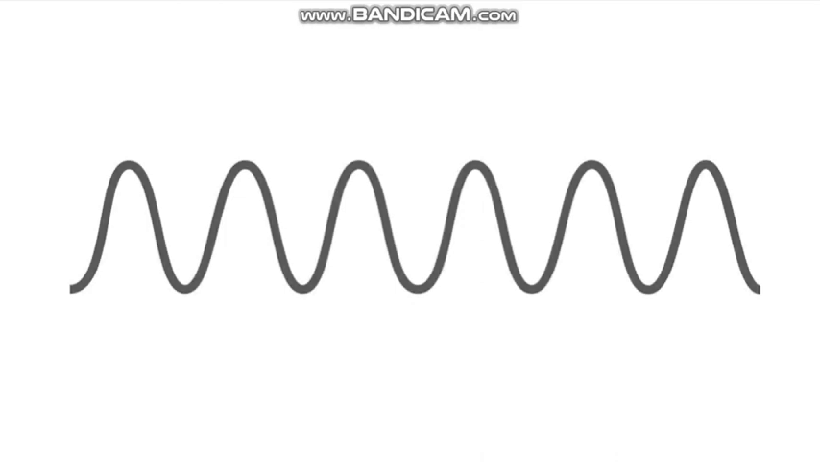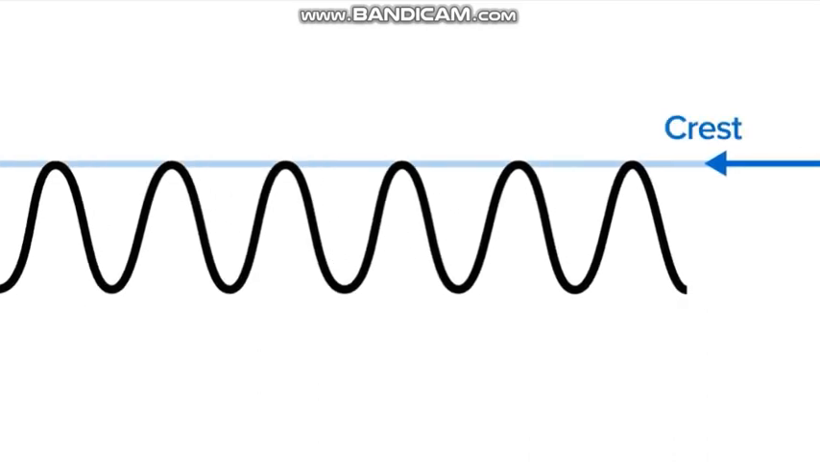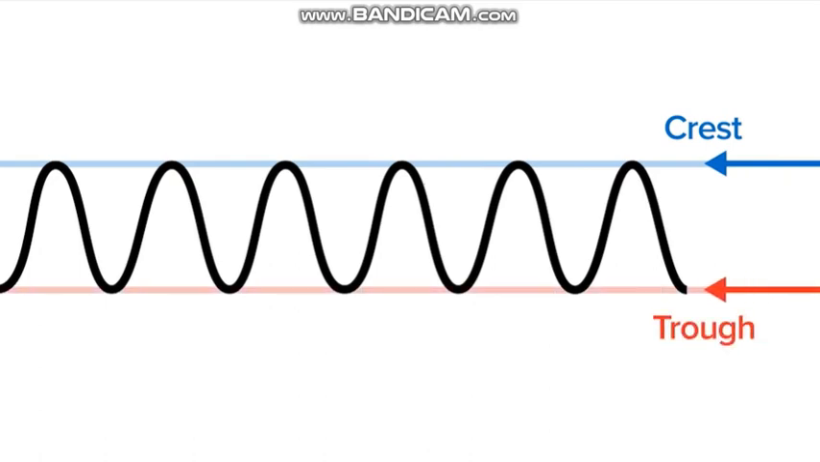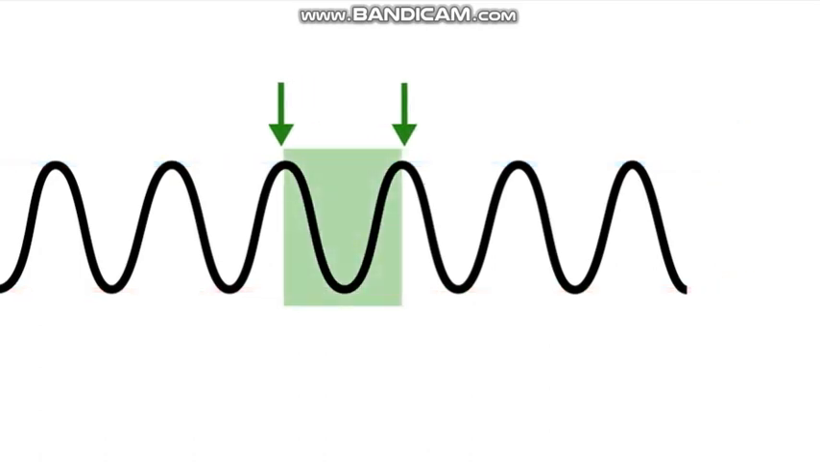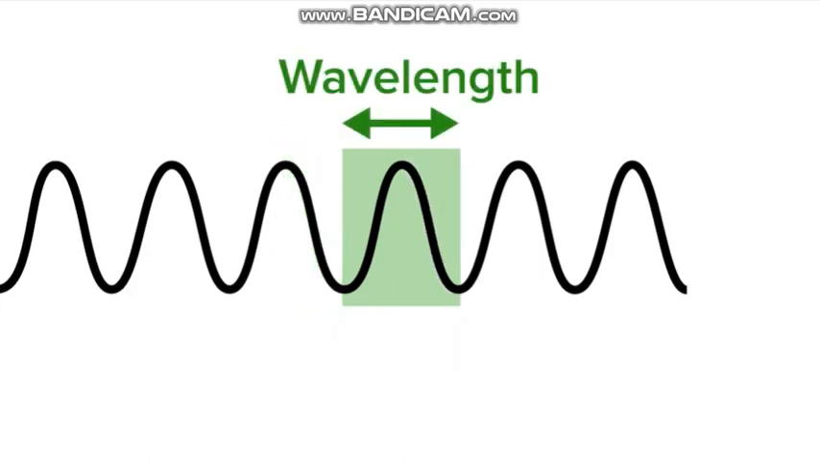If we stop the motion, we can study the wave and measure it. The highest point on the wave is called the crest. The lowest point is known as the trough. By measuring the distance from crest to crest, or trough to trough, we can determine what's called the wavelength. Wavelength can also be determined by measuring from any point on one wave to the same point on the next.